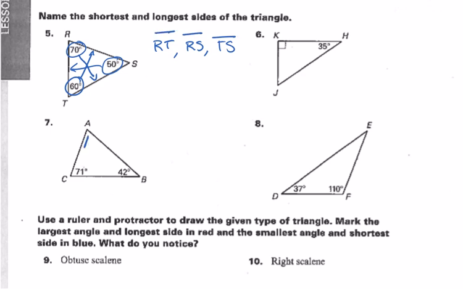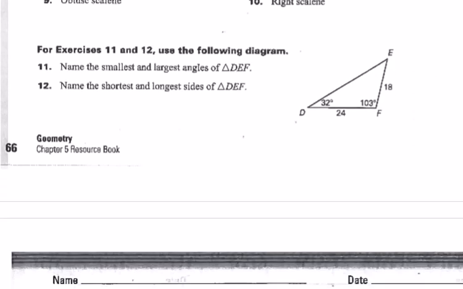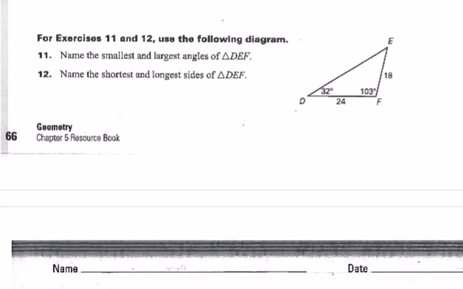They may not give you the third angle. What do you do? Take the two angles away from 180. So subtract to find that third one. So you might have to name both the angles and the sides with some missing information.